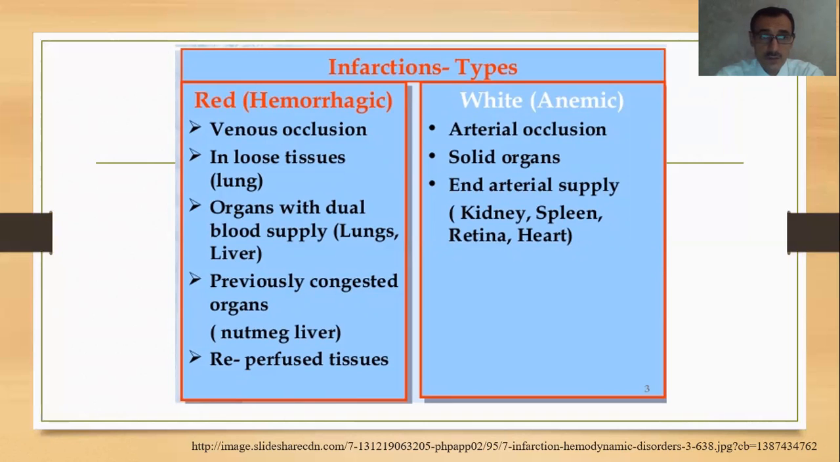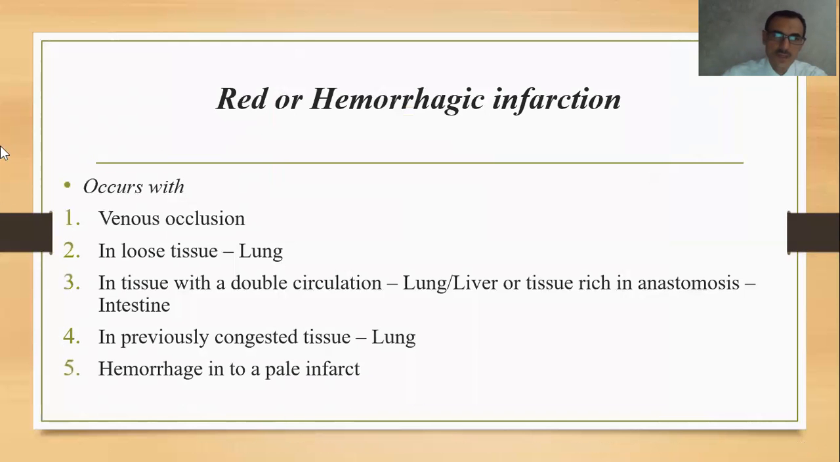In contrast to the red infarct, the white infarct or the anemic infarct develops due to arterial occlusions in solid organs with the end arterial supply: the kidney, spleen, retina, and heart. We discussed this one, red or the hemorrhagic infarcts.